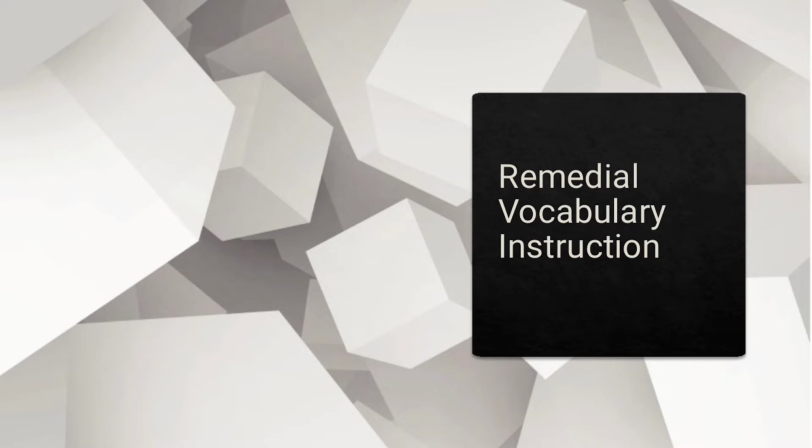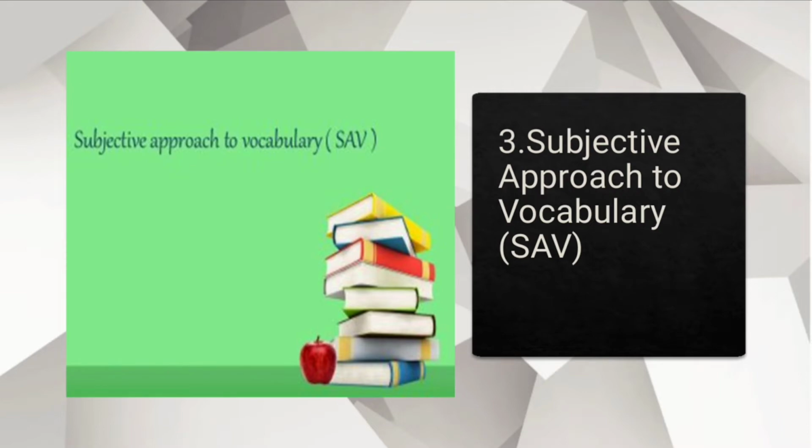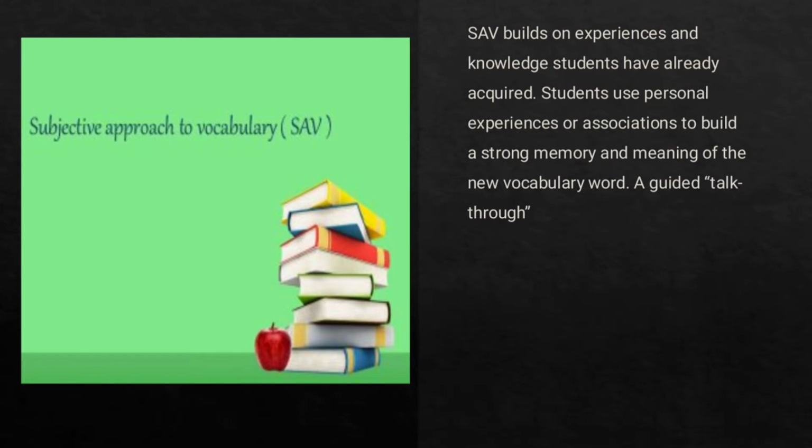That would be remedial vocabulary instruction. So the third one would be subjective approach to vocabulary, or SAV. SAV builds on experiences and knowledge students have already acquired. Students use personal experiences or association to build strong memory and meaning of a new vocabulary word, a guided talk through. This one actually is led by the teacher to help students become better strategic readers and make connections between each word and their personal experience.